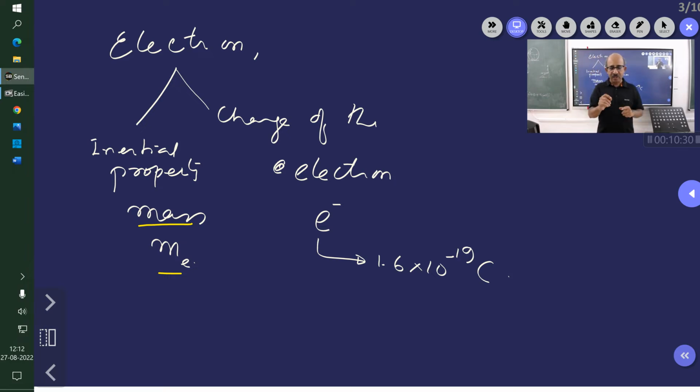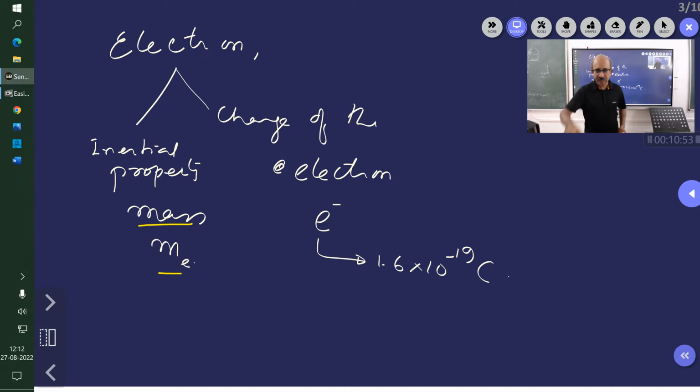Now, in the definition of charge, I have used two concepts: electric field and magnetic field. Now let's understand the electric field. All of us know the gravitational field, right?